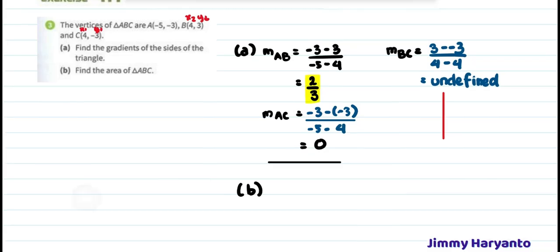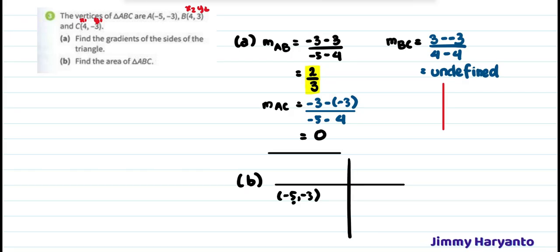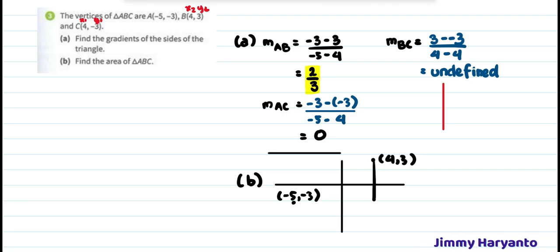Let's draw a little bit. So (-5, -3) is right here, maybe like that. And then (4, 3) will be right here, and (4, -3) will be right here. As you can see, the triangle is a right triangle.